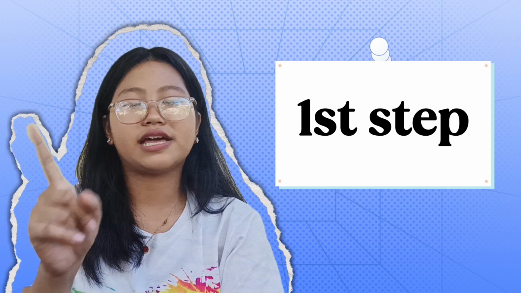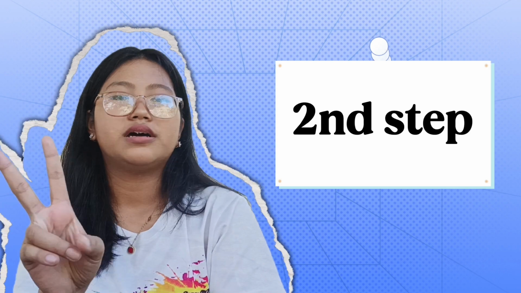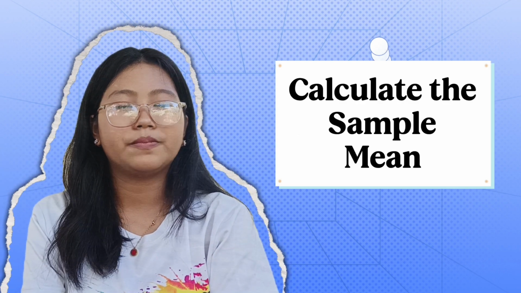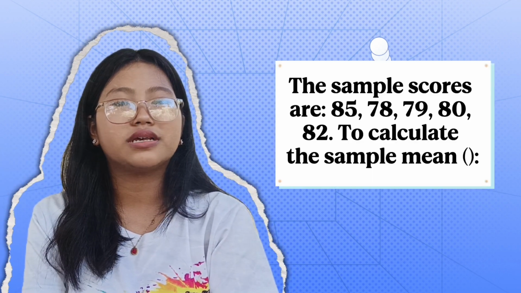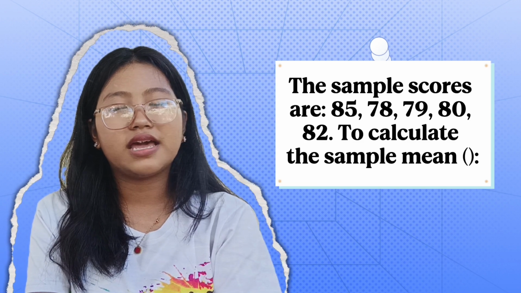So first step, state the hypothesis. So we have null and alternative hypothesis. The null and alternative hypothesis is 80. Second step, calculate the sample mean. The sample scores are 85, 78, 79, 80, and 82.